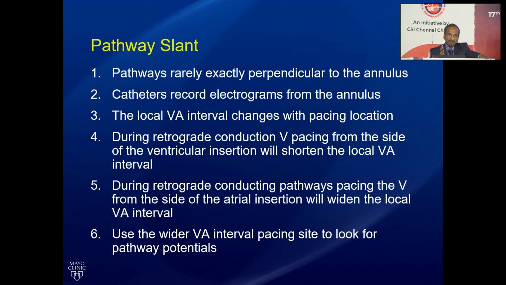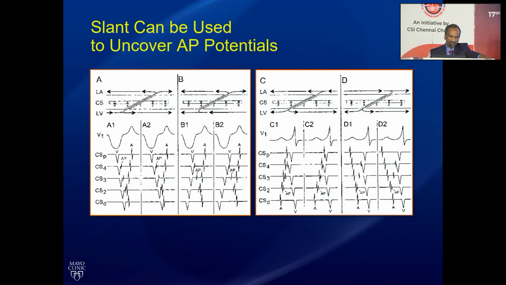So we can understand that if this pathway is slanted and we know where it is safer to ablate, we may have an option in some difficult ablations. Pathway slant is a concept once understood you will remember and do in all your cases. The idea is annulus is in one direction, pathway is not perpendicular to the annulus, it is slanted.